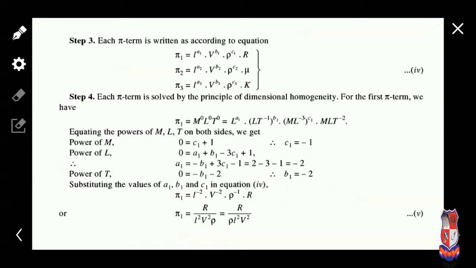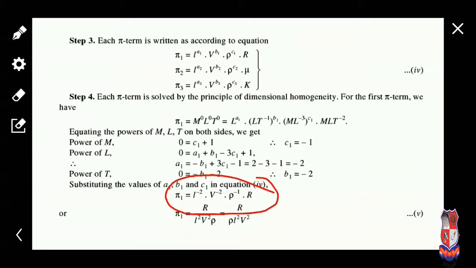Okay, now C1 is equal to minus 1 and B1 is equal to minus 2. So put the values of C1 and B1, and we get the value of A1 as minus 2. Now we have all the values of powers A1, B1 and C1. So put the values of the powers in this equation of the pi 1 term.